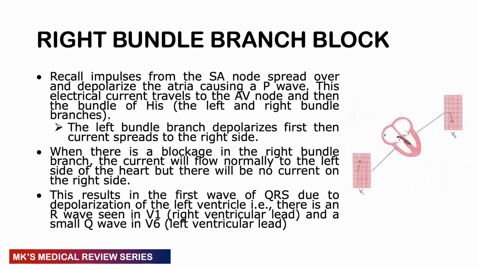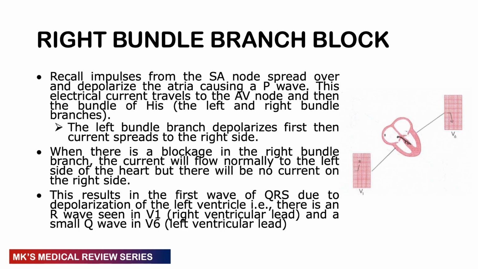So now let's talk a little bit about the right bundle branch block. Remember that the impulse starts off at the SA node, spreads and depolarizes the atria, and this is what we see as the P wave on the ECG. If you don't see your P waves, it means that your rhythm is not sinus, so your rhythm is starting off from somewhere else. This impulse is then carried to the AV node, and eventually reaches the bundle of His, which is of course divided into the left and the right bundles.